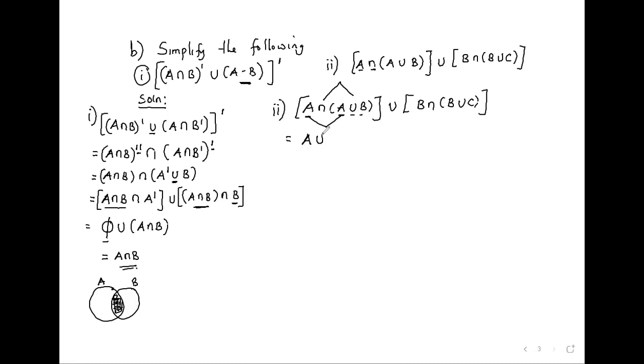Union, the same thing happens here. The B appears twice with different operations, so B absorbs. So here you can simplify it, unless we are told something. That's how cheap it is, that one. Okay, so cheap.